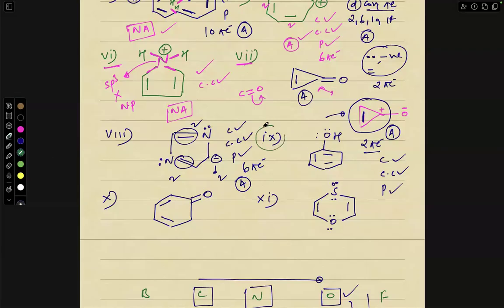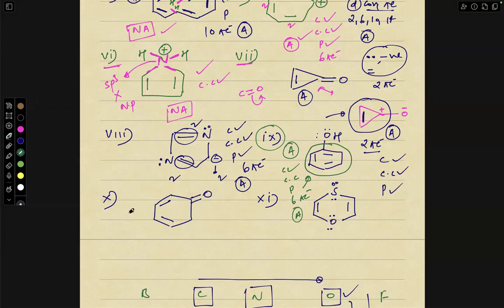Okay, number 9. We can apply aromaticity in the ring system only, and it is very clear benzene is aromatic. So this compound would be aromatic because this is cyclic, cyclic conjugated, planar, 6 pi electrons. So it would be aromatic.